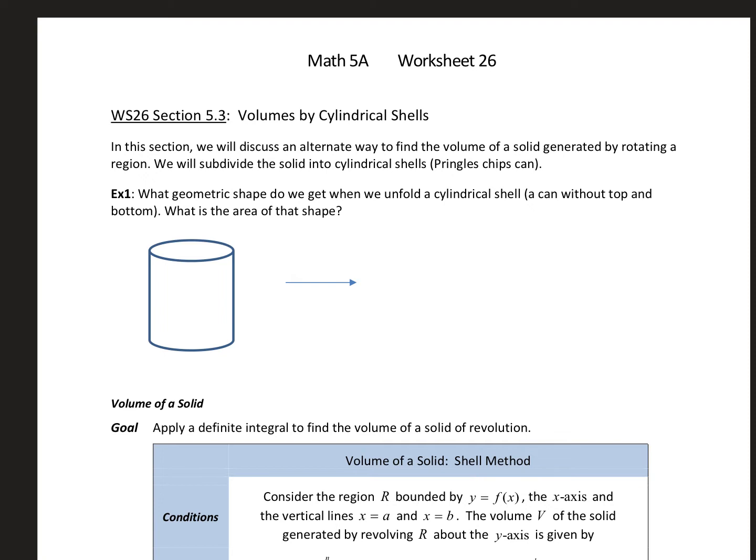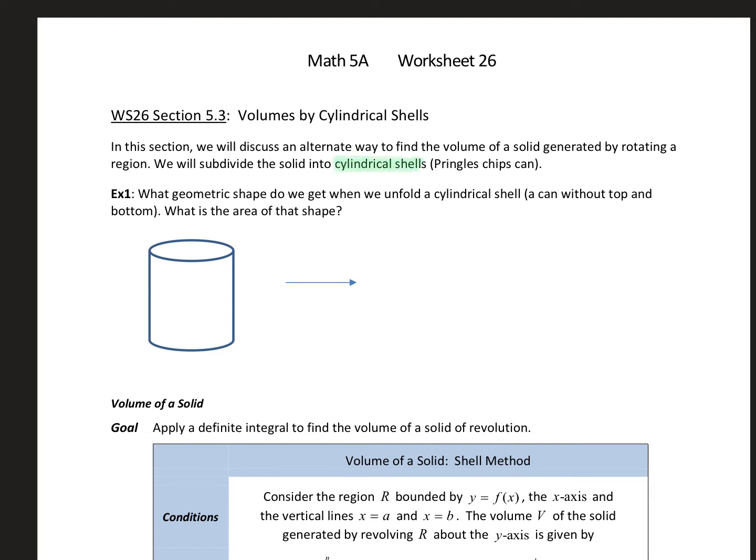Last section, we looked at finding a volume by looking at the cross-section, and we see a circle as the cross-section. We find the area of a circle using the fact that it's pi r squared. Here we're going to subdivide our solid into cylindrical shells. So here I'm going to highlight cylindrical shells.